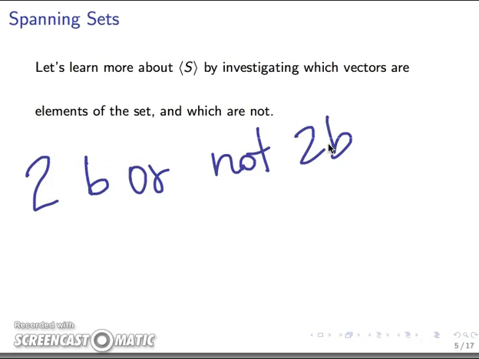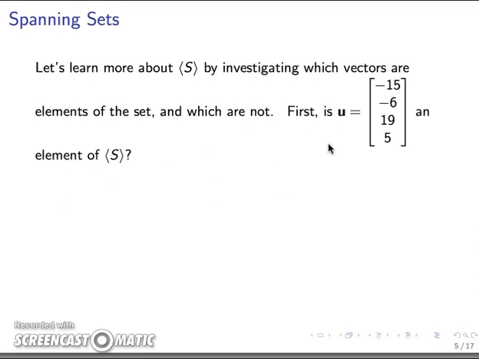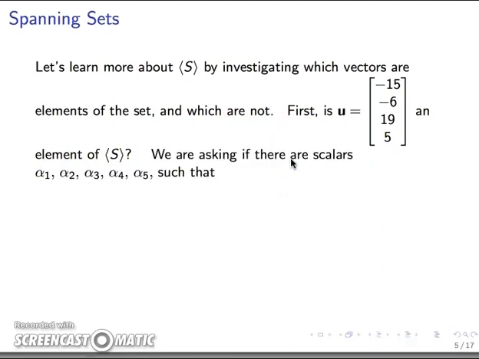With that in mind, it's worth exploring whether or not a given vector belongs to the span of a set of vectors. So, for example, here is a vector U with entries -15, -6, 19, and 5, and we want to address: is U a member of the span of S? This is a question that we would like to provide an answer for.